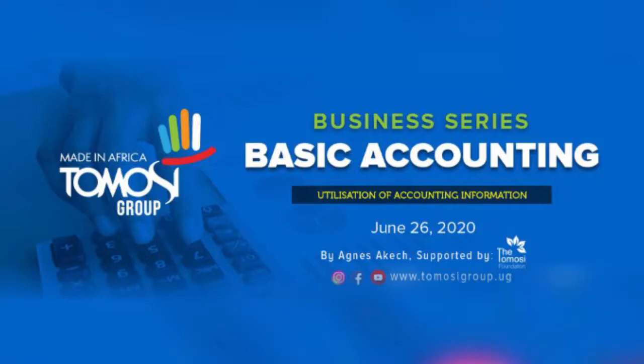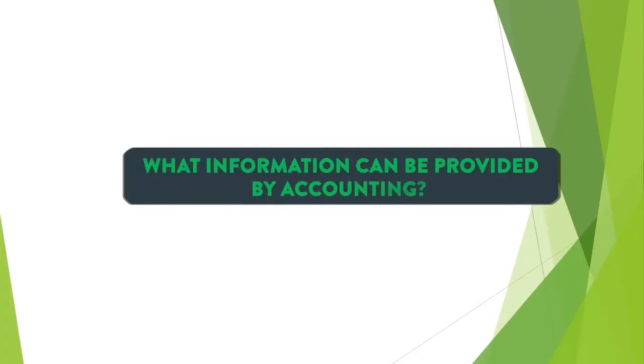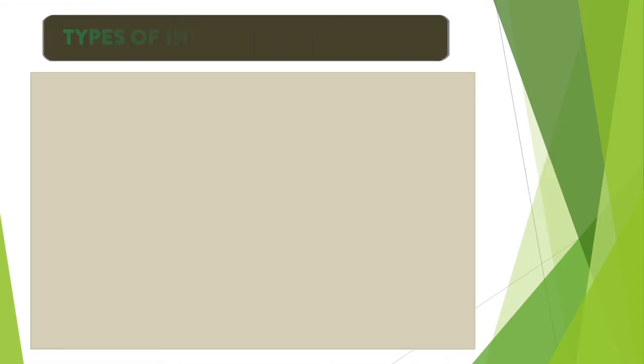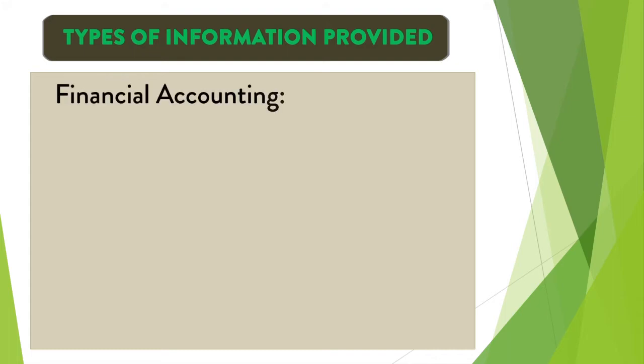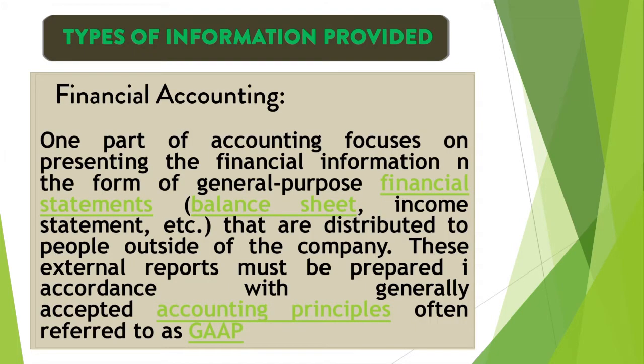Welcome to episode 12 of the Tomosi Business Training Series. In today's session, we are going to look at two areas. We are going to cover what information can be provided by accounting and how this information can be utilized. There are two major types of information that can be provided by accounting. That is financial and managerial.